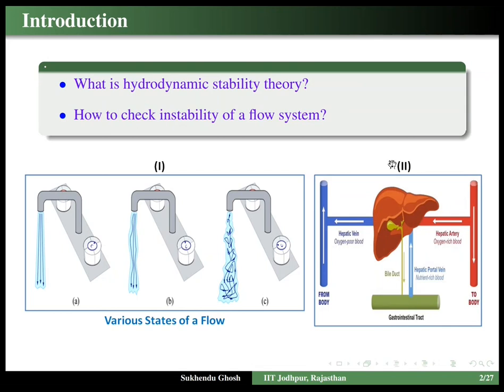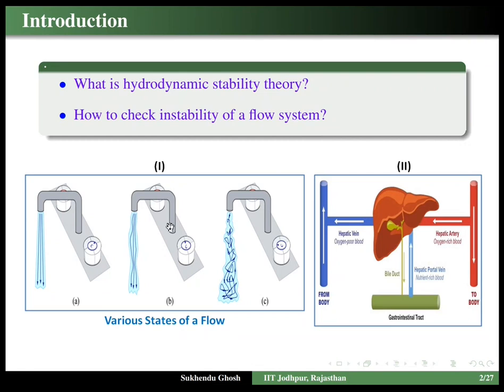Then I can tell that this is a mathematical approach which you can apply to different flow systems to capture the behavior of a flow system in different stages. Now, how can we check stability or instability of a flow system? To check that, we have to understand different stages of a flow system, how stages are changing due to some external effect or internal effect. All those things we need to understand.